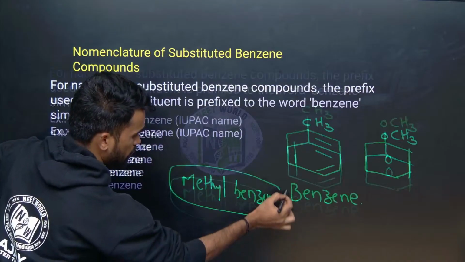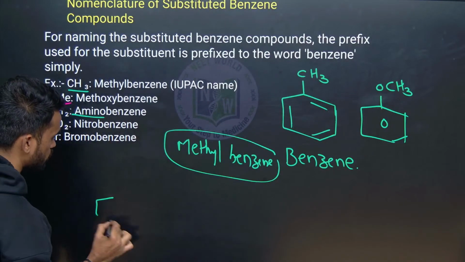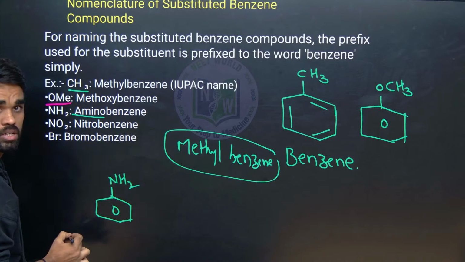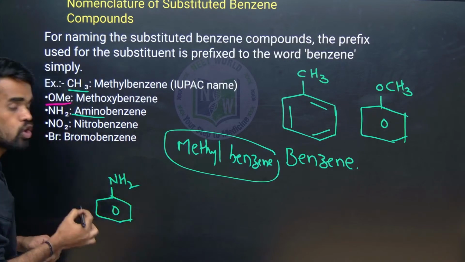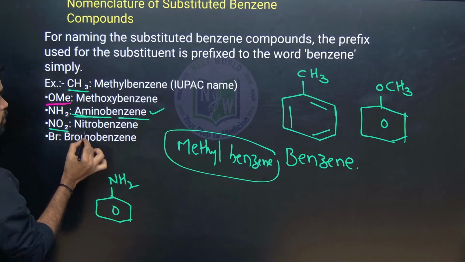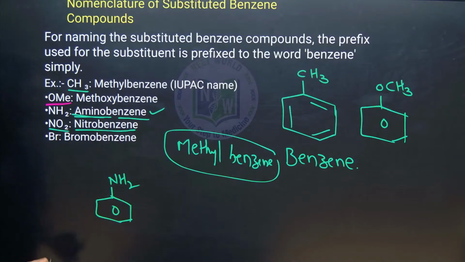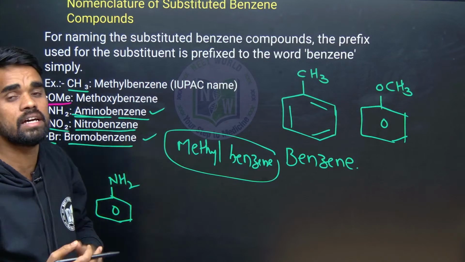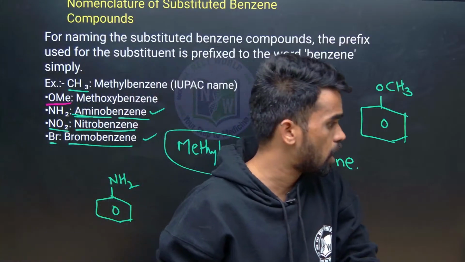Okay. Then next, here we have an amine group. For example, if an NH2 group is there on the benzene ring, we should call it aminobenzene. See, aminobenzene. Okay. Similarly, if we have a nitro group, we should call it nitrobenzene. And if we have bromine, bromobenzene. So this is how we need to write the IUPAC name for the given organic compounds.